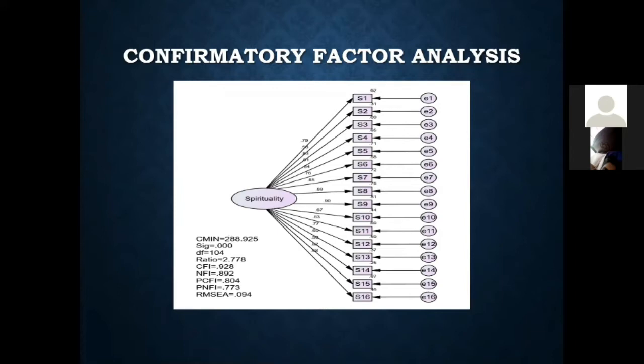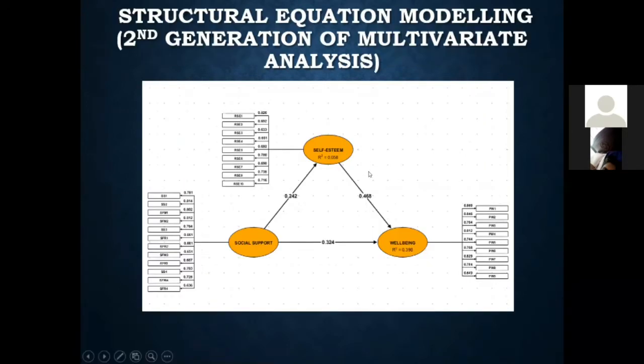So then, if you have already established your CFA, now you have self-esteem. Self-esteem has its own CFA. Social support has its own CFA. Well-being has its own CFA. So you have 3 CFA. Once you have confirmed all your latent constructs have good validity and reliability, then you can run a statistical test.